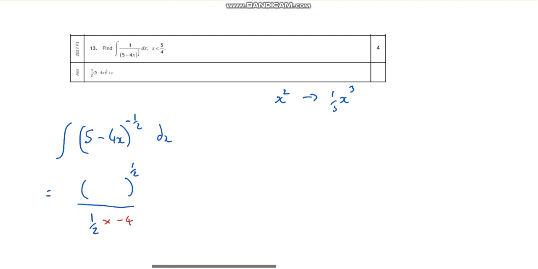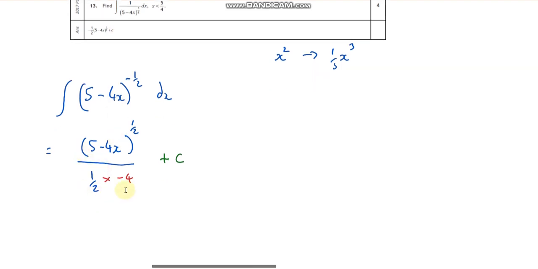And the other thing to watch out for, as there's no limits, I need to add my plus c, and your bracket always stays the same. So let's tidy this up. That's going to give me negative 4 halves, and effectively there's a 1 here, isn't there? So what I'm doing is the 1 divided by negative 4 halves. So that's the same as, if we do KFC, 1 times negative 2 over 4. So that's going to be negative 2 over 4, which is negative a half.